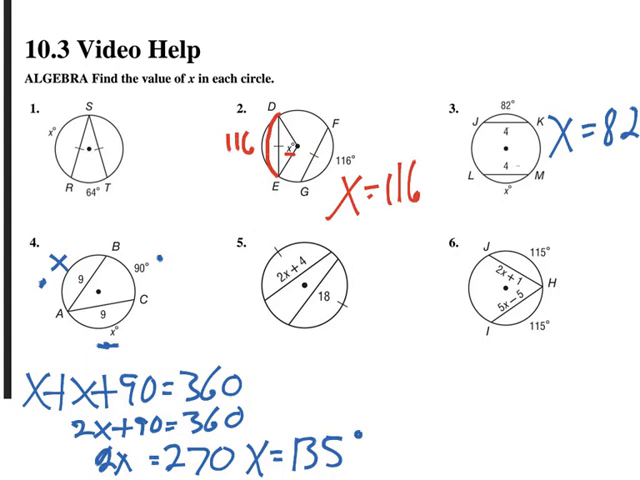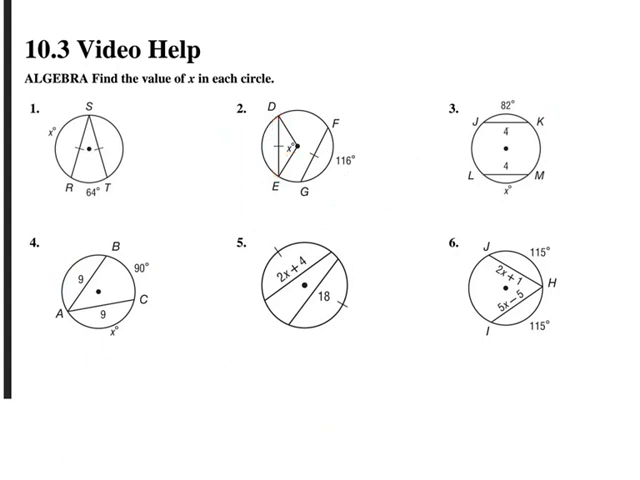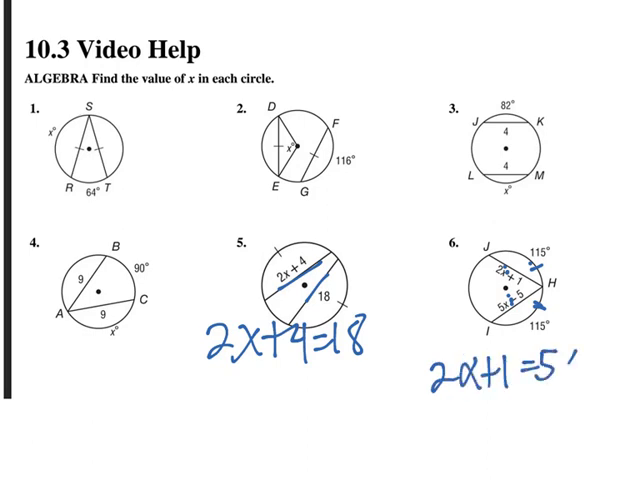So let's take a look at number 5 real fast. 5 talks about 2x plus 1 and 5x minus 5, so set them equal and solve. And since these are equal, it means that these two are equal. So 2x plus 1 equals 5x minus 5, and solve.